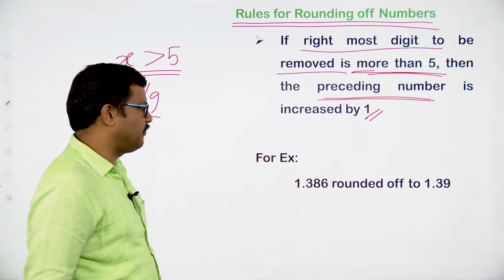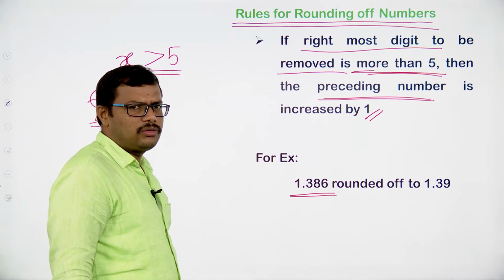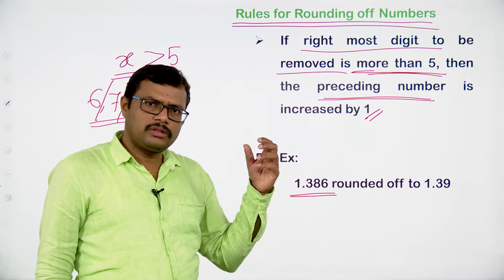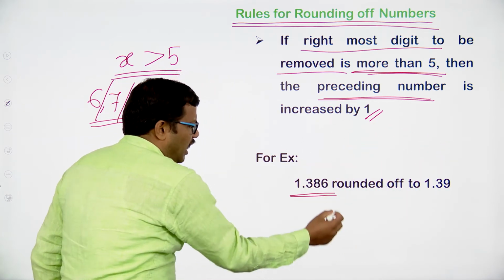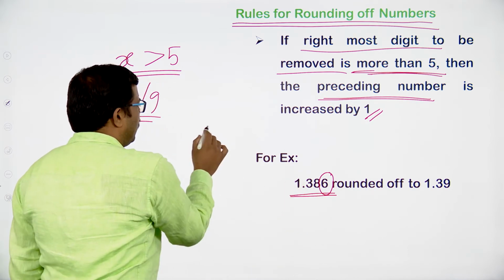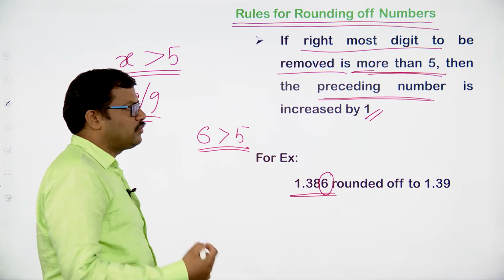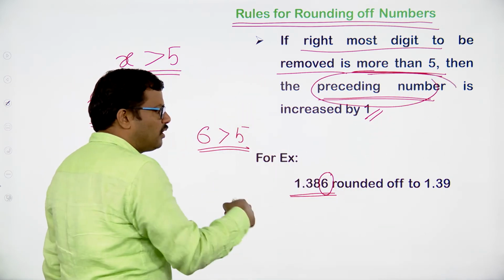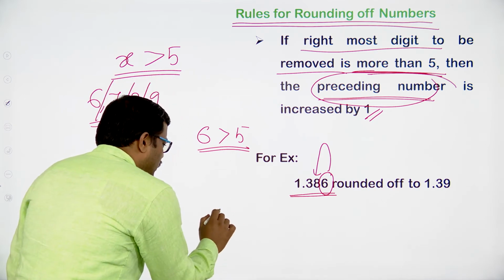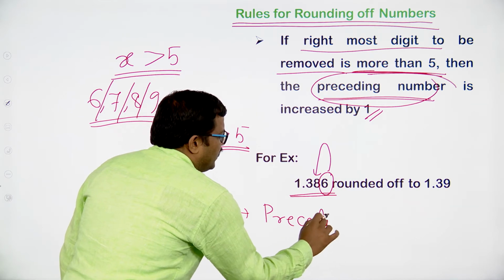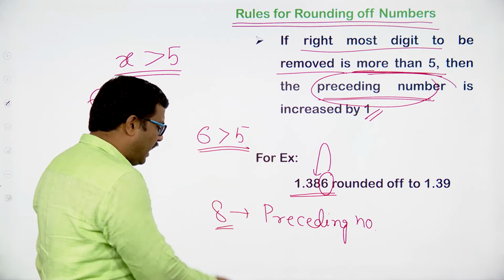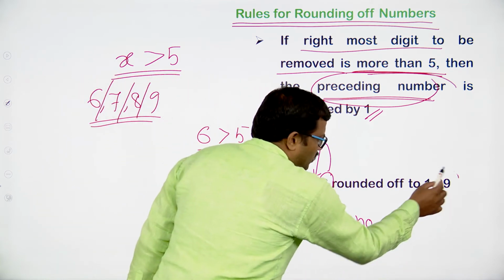If you see an example, you can easily understand. For example, 1.386 I have to round off. When rounding off, which digit do we remove? The digit at the rightmost, the last digit. What is it? It is 6. If the rightmost digit to be removed is more than 5, is 6 more than 5? Yes. So what do we have to do? The preceding number is the number before the digit you delete. Here, before 6 there is 8, so 8 is the preceding number. The preceding number should be increased by 1. When I add 1 to 8, it becomes 9. So I can report the value as 1.39.